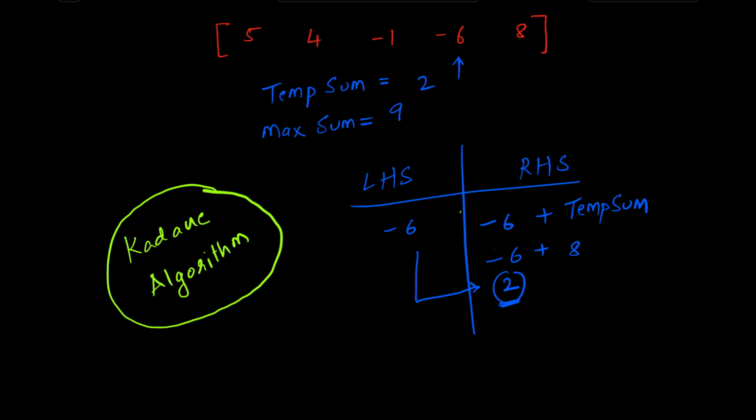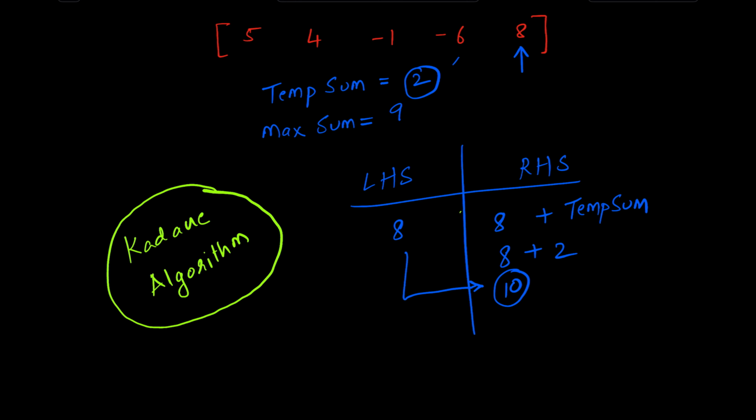Moving on to the next element, which is 8. So in the table, we'll have 8 on the left hand side, 8 plus temporary sum. So 8 plus 2, total is 10. Between 8 and 10, as 10 is greater, this will be our new temporary sum. And between 10 and 9, 10 is greater, so we'll replace maximum sum with 10. As we are done with the iteration, at the end we can return maximum sum as our output.